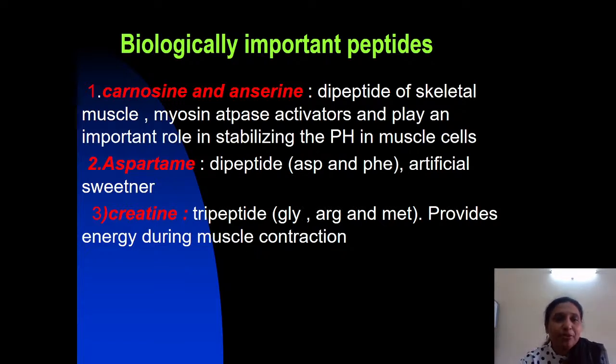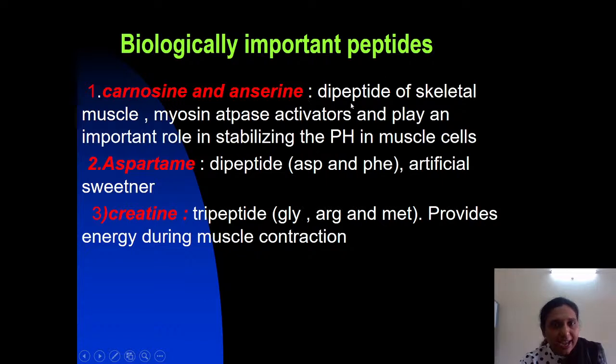Now let us discuss the biologically important peptides. This is an important short answer question for you. Biologically important peptides means the biological importance and physiological role of the peptides. The first examples are carnosine and anserine. These are two dipeptides, meaning carnosine is a dipeptide and anserine is a dipeptide. These two are made up of two amino acids.